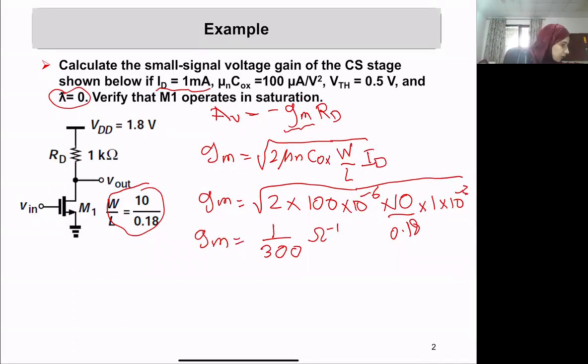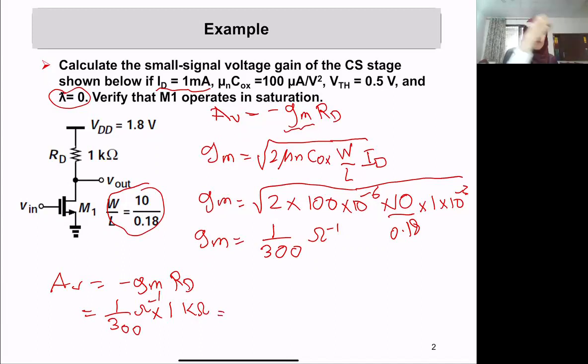Okay, so now I can plug in the gain again. It's minus Gm multiplied with RD, and therefore it's 1 over 300 multiplied with 1 kilo ohm. You can see this is ohm inverse unit and this is ohm. They will cancel each other because the gain is voltage over voltage, so it does not have a unit. And this becomes minus 3.33. So this is the gain of this circuit, a common source circuit.